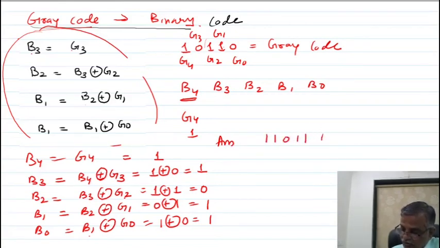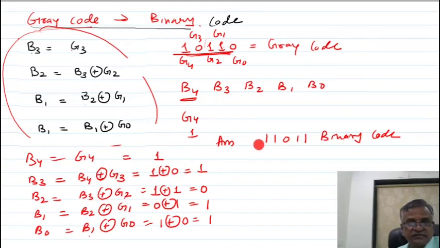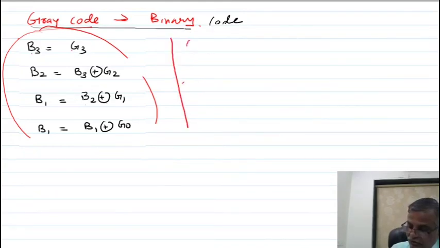This is your binary code for the given gray code. This is your given gray code, and its corresponding binary code is this. Look here. This is your gray code I am writing: 1 1 0 0 1 1 0. What is the corresponding binary?